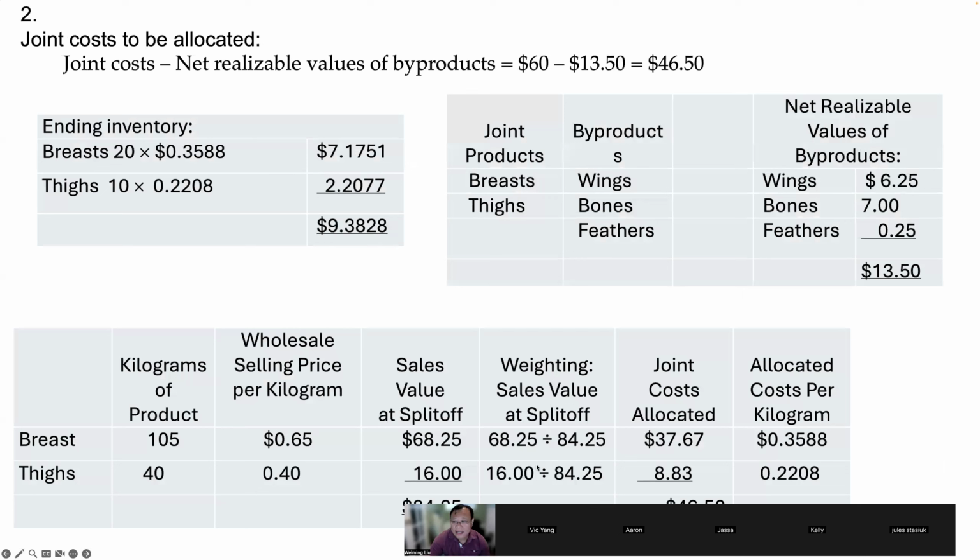So the idea here is that the byproduct, they are low value, okay? And they are not the reason why you have this process, right? So the idea in this assumption is that you are processing this for the breast and the thighs, right? Those are the joint product. And the byproduct is not what you want, but you can still sell them to recover some of the cost, right? So what is the calculation? The calculation is going like, how much I can sell for the wings, bones, and the feathers, right? Those are the byproduct. So let's take a look.